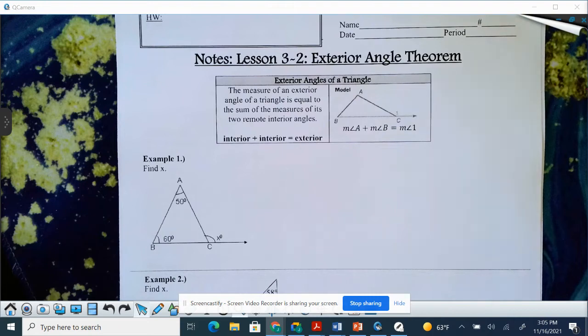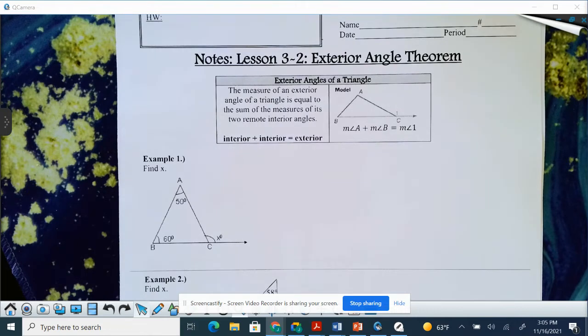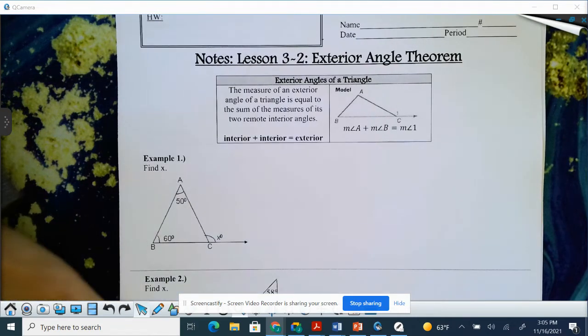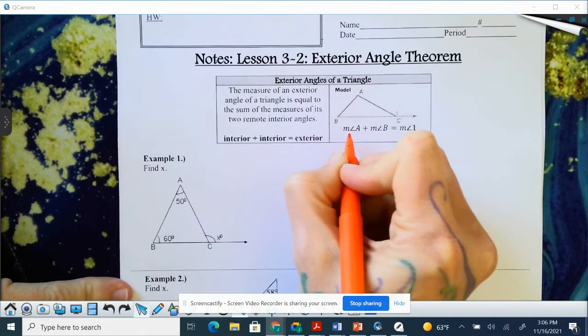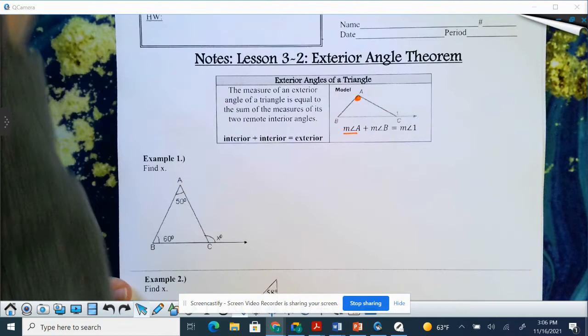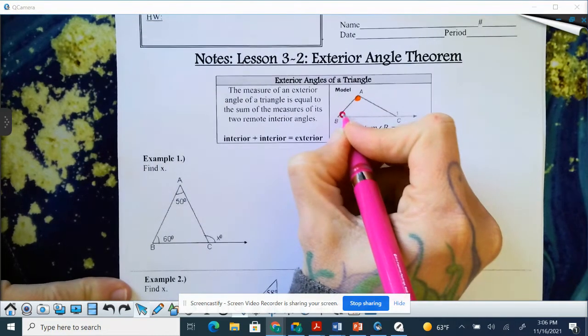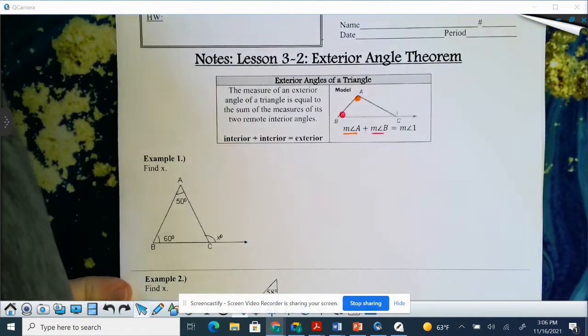Okay, guys, so now for our exterior angle theorem for triangles. If you watched the short intro video that I posted that was optional, it already explained all this. But your two non-adjacent angles, so angle A plus angle B, are going to give you the exterior angle, so the angle on the outside.